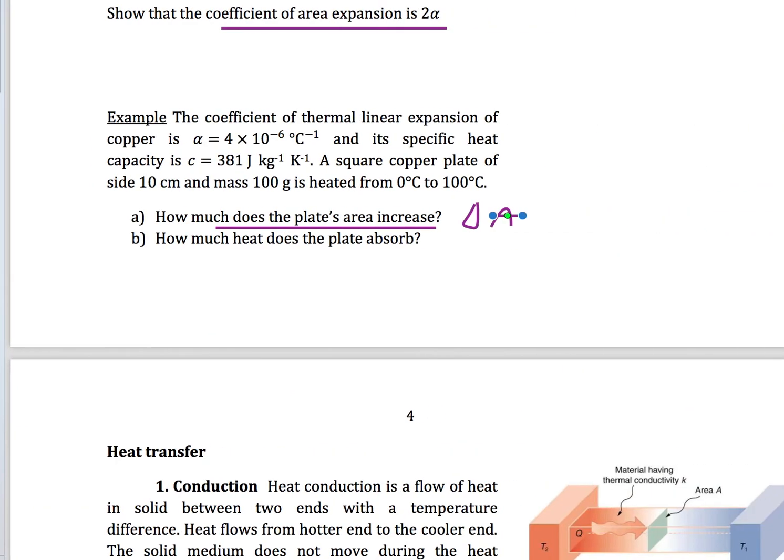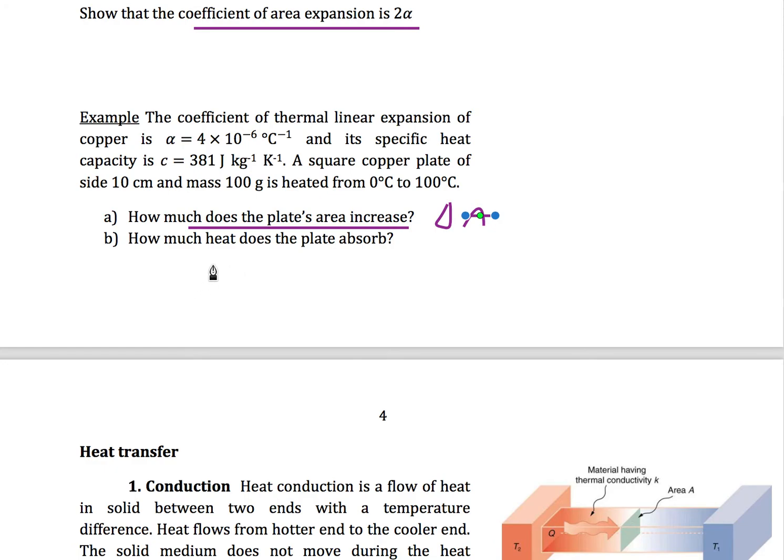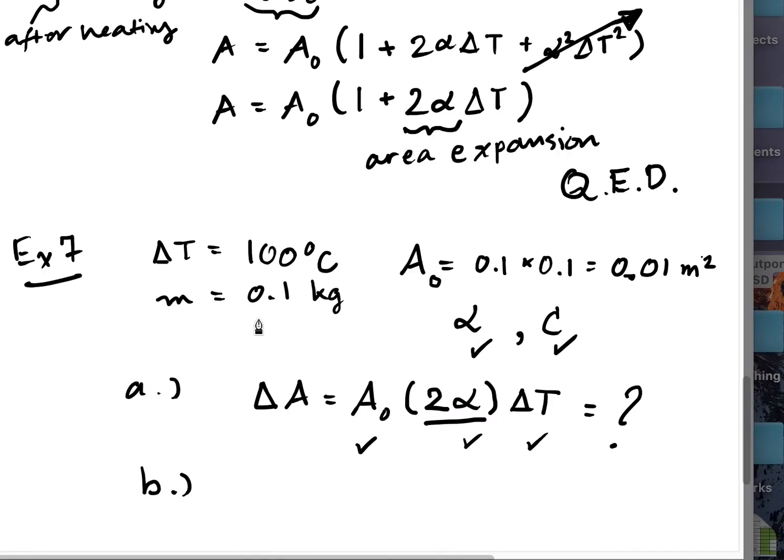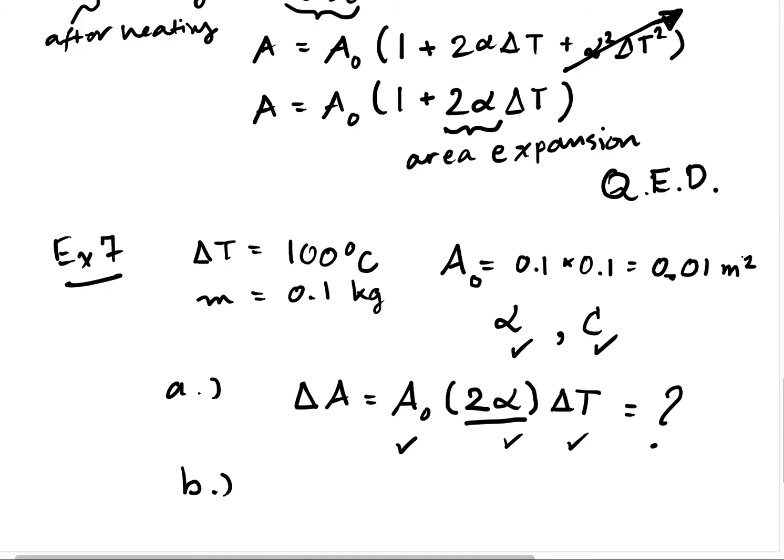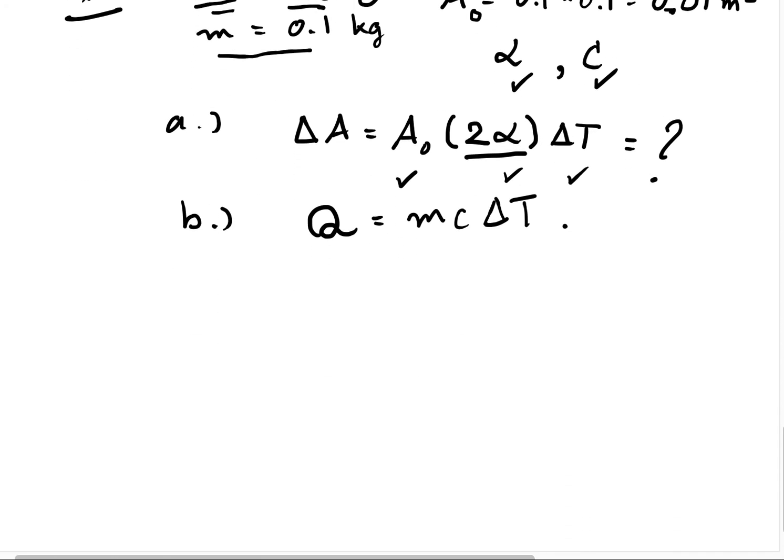And then for the B, how much heat does the plate absorb? You can start from the increase in the temperature, delta T. Then when you have the mass, and you also know the specific heat capacity, you can calculate the heat from Q equals mc delta T again. So it's not too difficult to find. Then example 8.